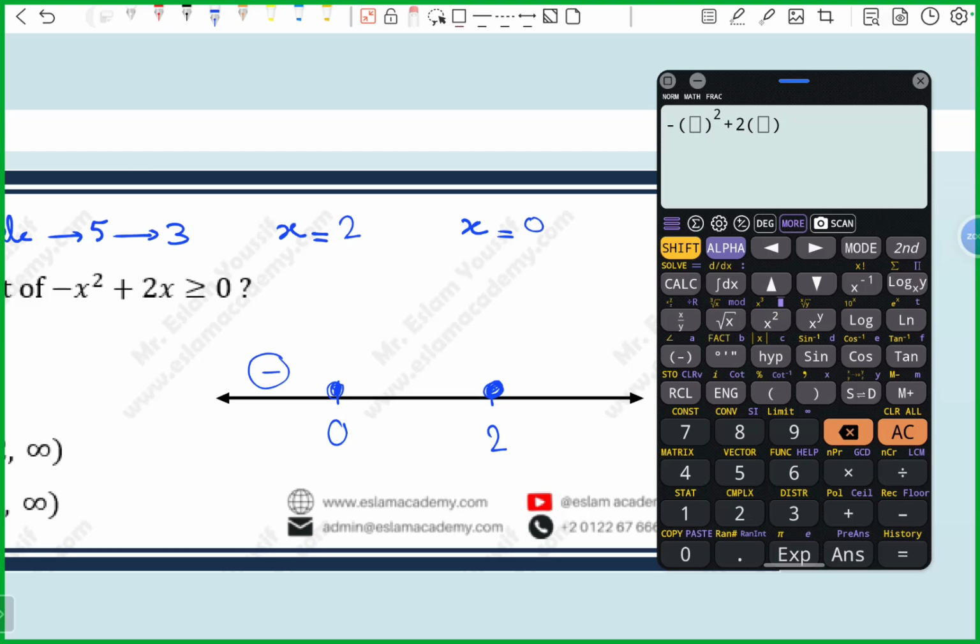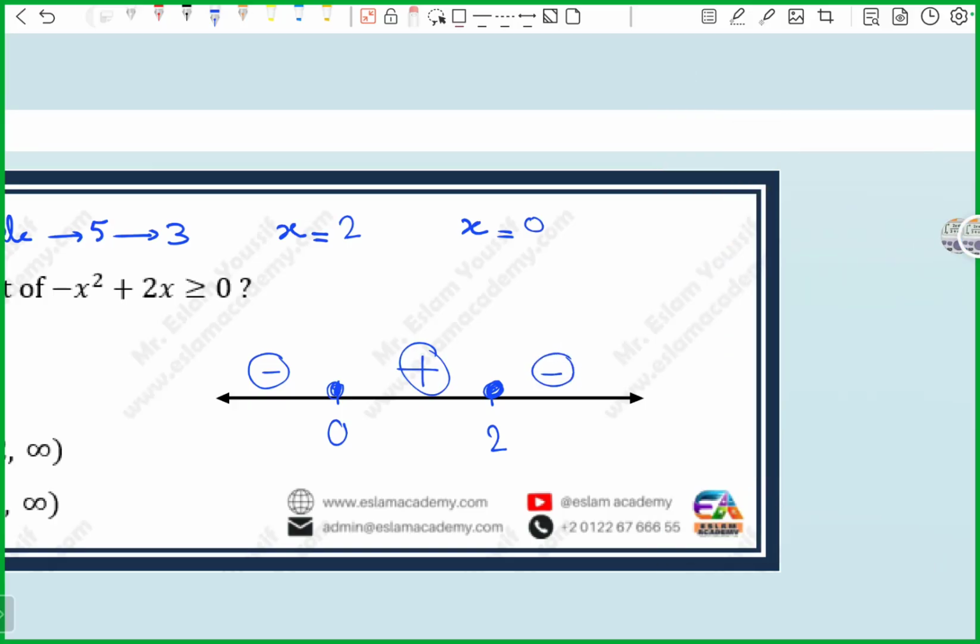Choose a number between 0 and 2. 1. The number is positive or negative? Positive. Choose a number after 2. Any number after 2. 3. The number is positive or negative? Negative. Any problem until this part?